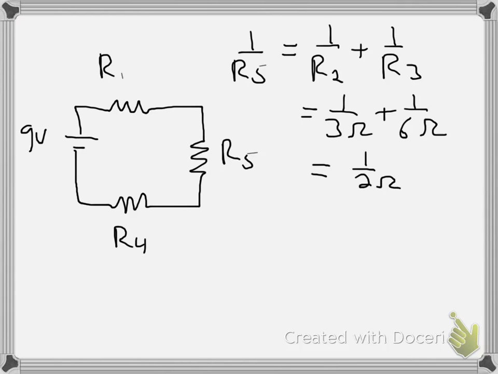And I'm not done, remember. I now have to flip it because I've got a 1 over R5 here, 1 over my equivalent resistance. So to find R5, I've got to take the inverse of both sides, which is going to mean that R5 equals 2 ohms. And now I'm in good shape. I've got a series circuit, and I can add up these resistances and I can find the current, and I think at this point you all know how to do that.